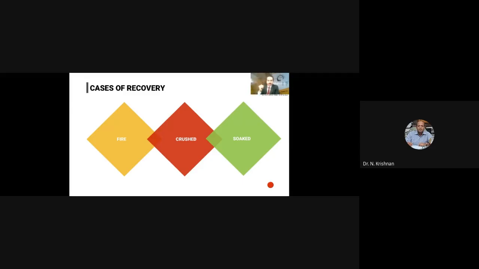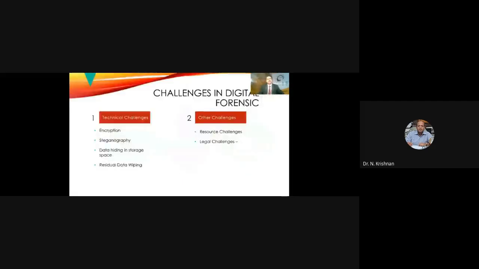Crushed, it might be physical damage. Soaked, because when the fire was happening, the DVR was safe, but to fight the fire, the fire engine was called. The fire engine used water guns, and because of the water, this evidence is now tampered with. It is actually damaged. So when such things are brought before us, that is another level of challenge for us to examine such fire-affected, crushed, and soaked devices. It can be any kind of computers or DVRs, or any kind of storage devices.